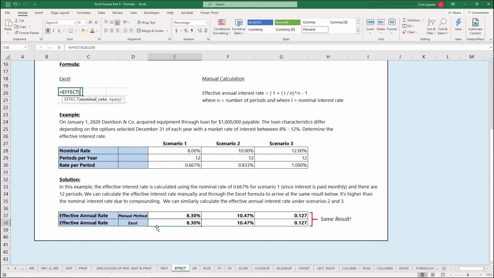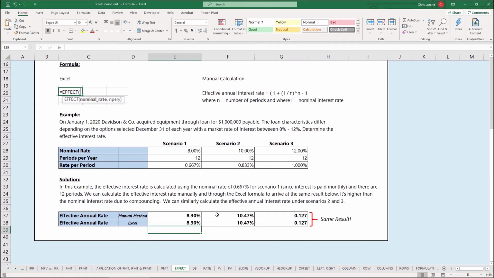That gets us 8.3%. That's the effective annual interest rate, which is higher than the nominal rate due to compounding, and it results in 8.3% versus the nominal rate of 8%. The effective annual interest rate under the Excel method is calculated by typing equals EFFECT, open parentheses, putting in the nominal rate of 8% and the number of periods, which is 12. If we press enter, we can see that it's 8.3%.